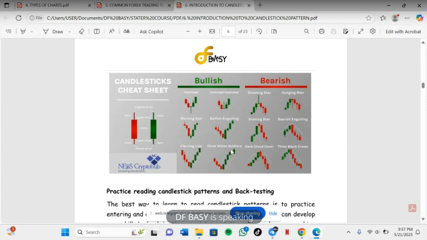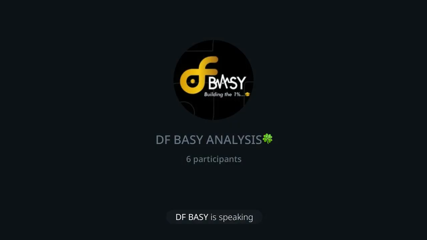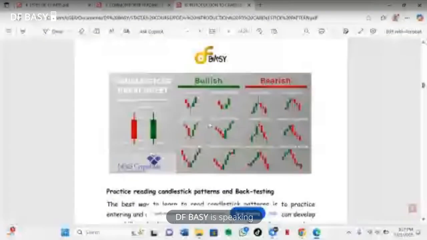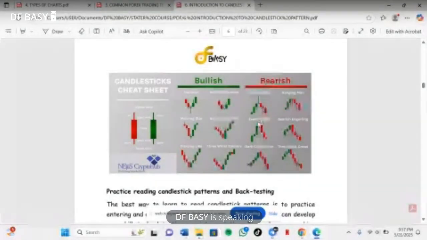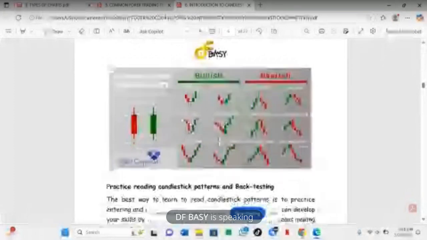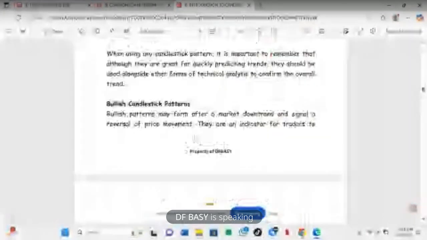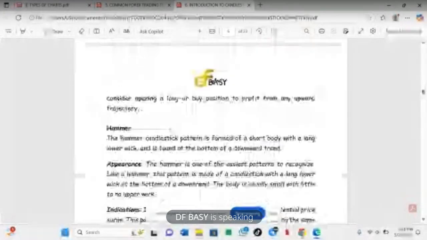There's three white soldiers, dark cloud cover, and three black crows. So now, the candlestick patterns I use as confirmations. For me, I use the hammer, mostly on the daily time frame. I use the bullish engulfing, and the rest are bullish and bearish engulfing. I also use the morning star sometimes. Those are really effective for me.